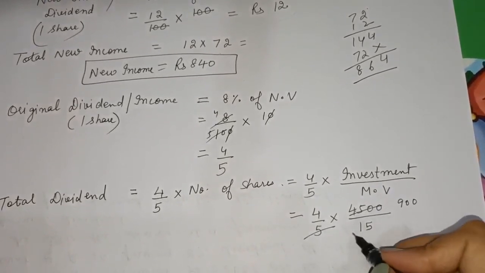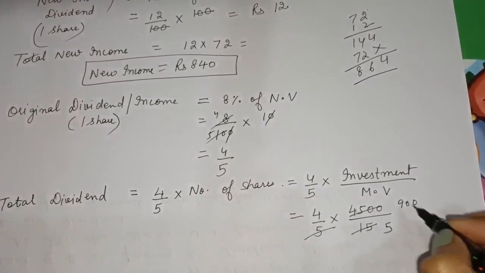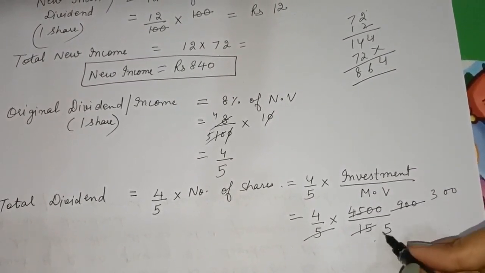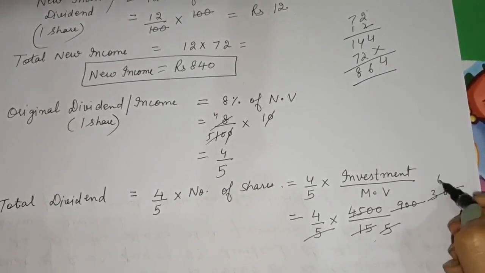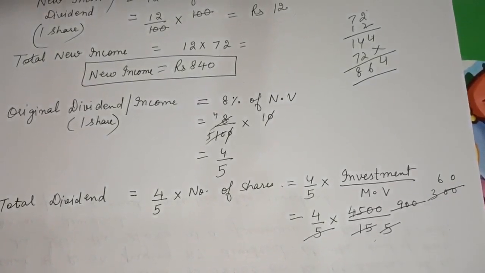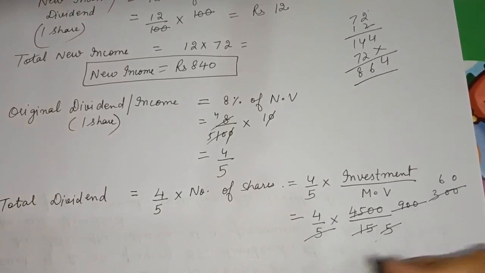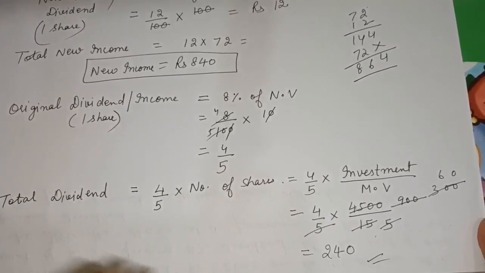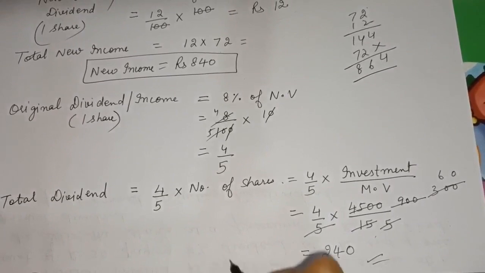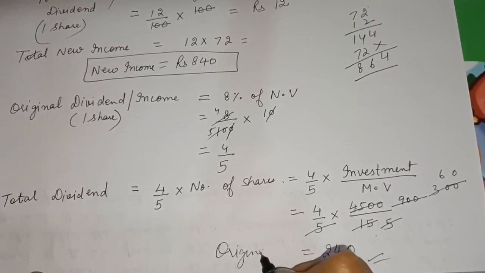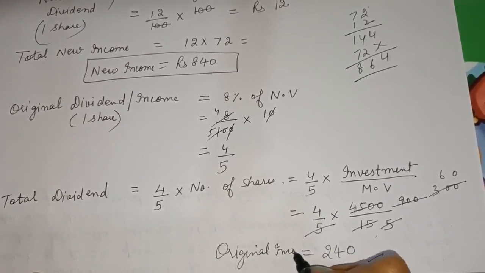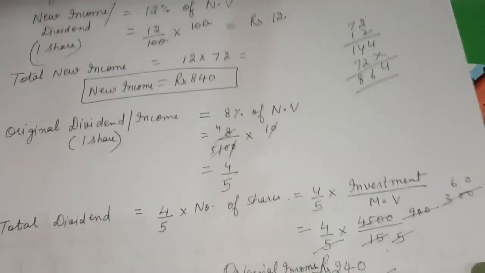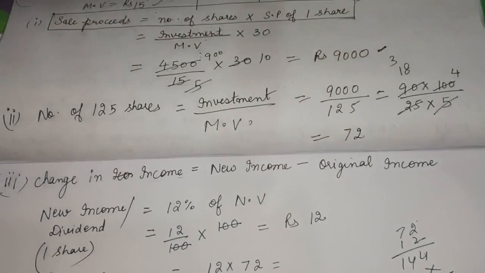This also we can do 3 into 5. 3 into 3 is 9, 300. 5 into 6 is 30, 0. So 4 into 60 is 240. Now this is the original income, 240 rupees, and 840 was the new income.